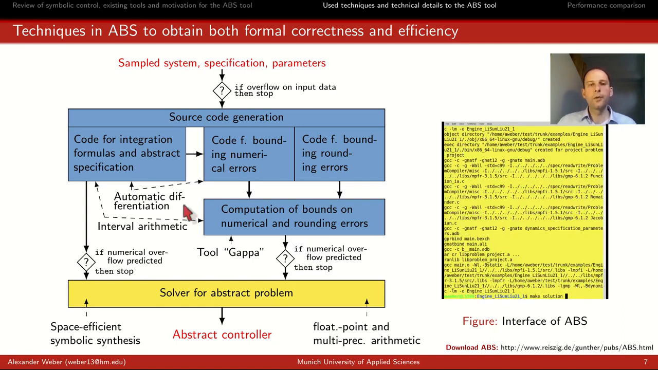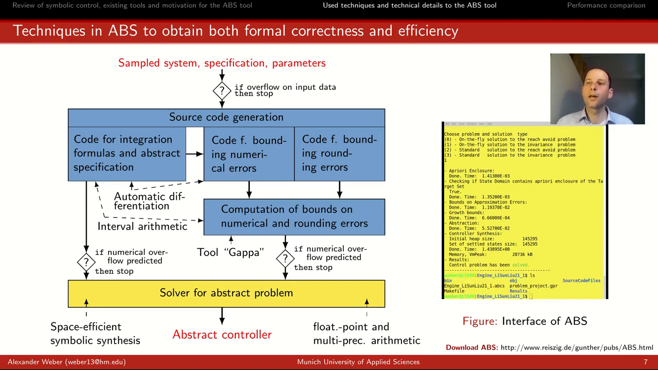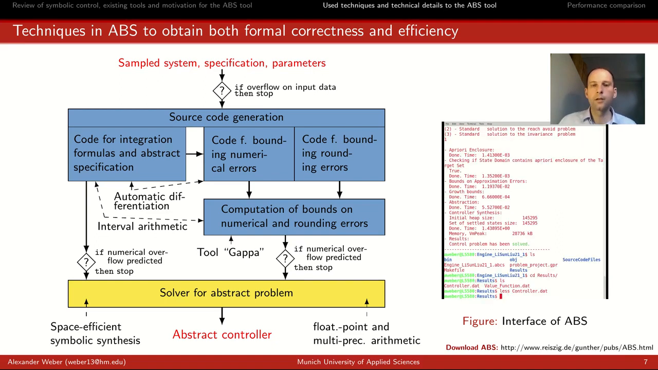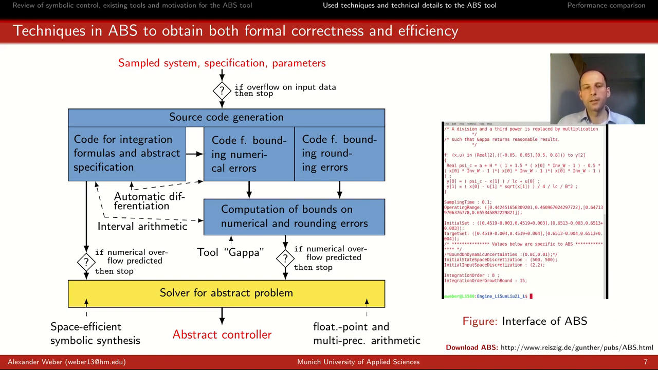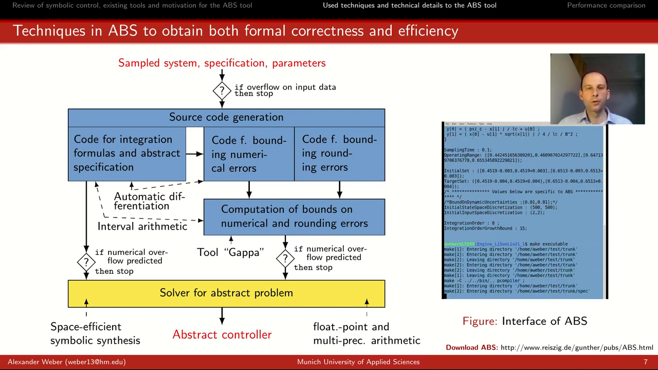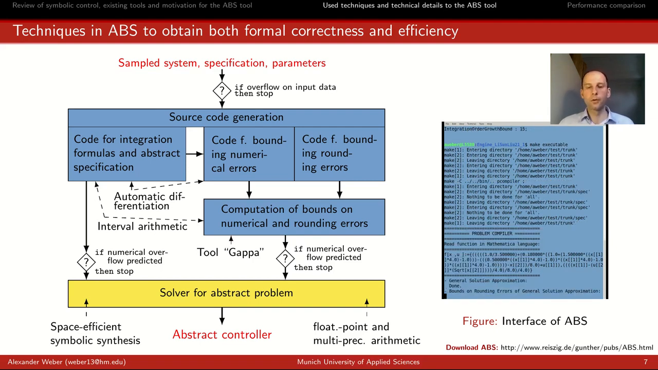Now, at the same time, we generate code for bounding the numerical error or the approximation error of this formula, and code for bounding the rounding error when we evaluate this integration formula in floating point arithmetic. To bound these errors, we use on the one hand interval arithmetic, and on the other hand an external tool called GABA, which is precisely designed for bounding rounding errors when evaluating formulas in floating point arithmetic. Also, throughout, in several locations, we check for numerical overflow, which is also important when you want to claim formal correctness in the end.